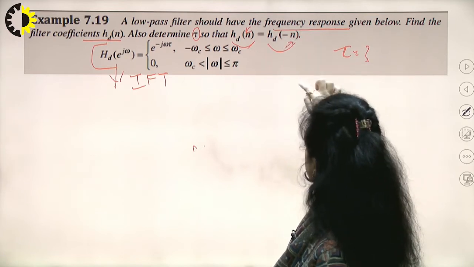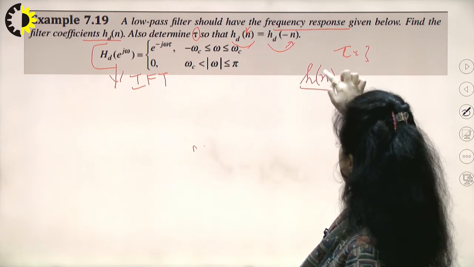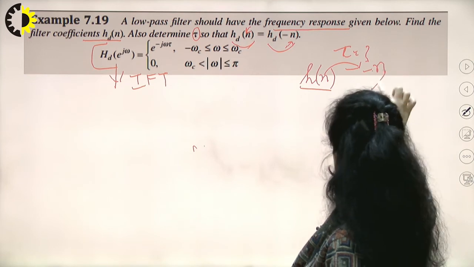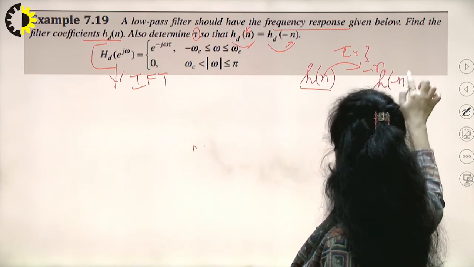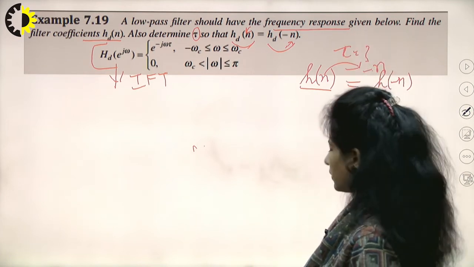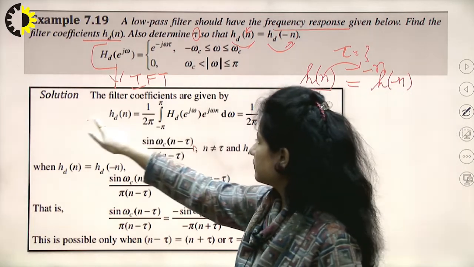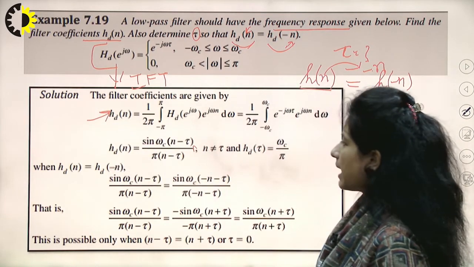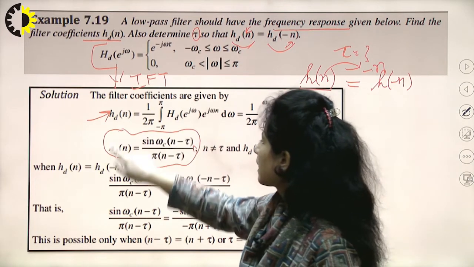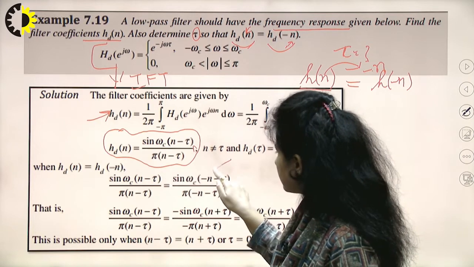So first I need to calculate the direct response Hn. In this response, I'll replace all the values of n with minus n. Another response would be calculated. Both equations would be compared, and from there I can calculate the value of tau. So first the inverse Fourier transform has been taken. This is the function Hn. Let me calculate h of minus n. This is the other function.